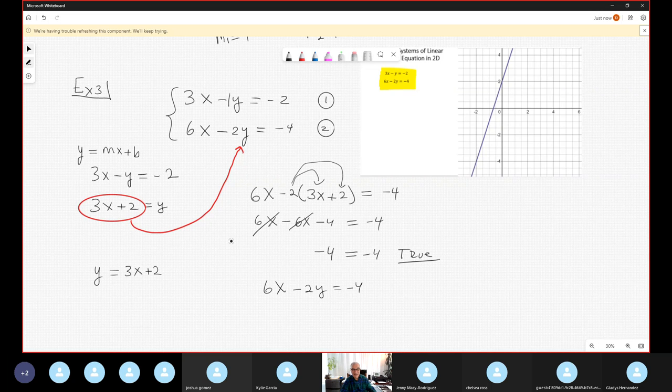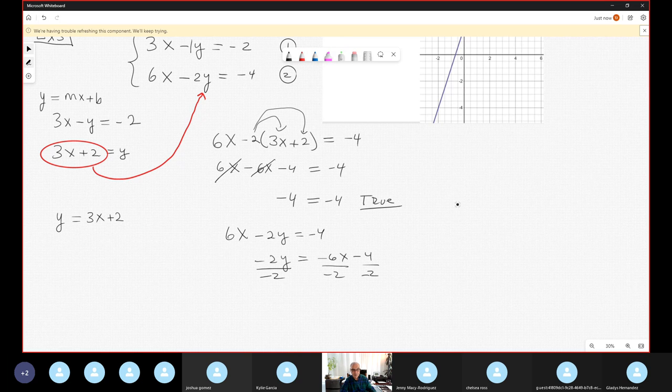And we are doing exactly the same action. So you solve for y: minus 2y is equal to minus 6x minus 4, divided by negative 2 on both sides. We have y is equal to 3x plus 2. And you see, wow, fantastic. It's the same line. Look at that, compare this equation and this equation.